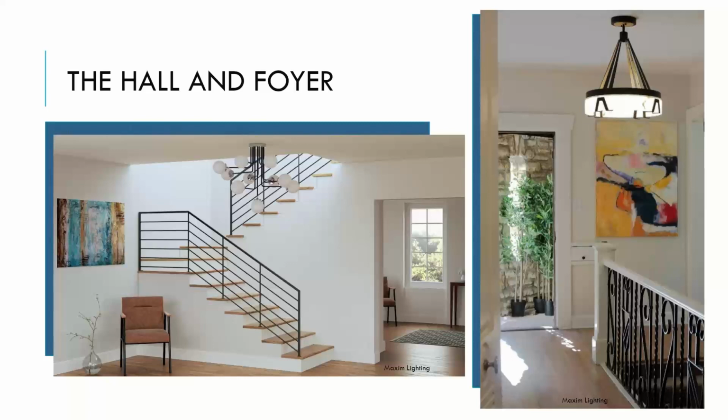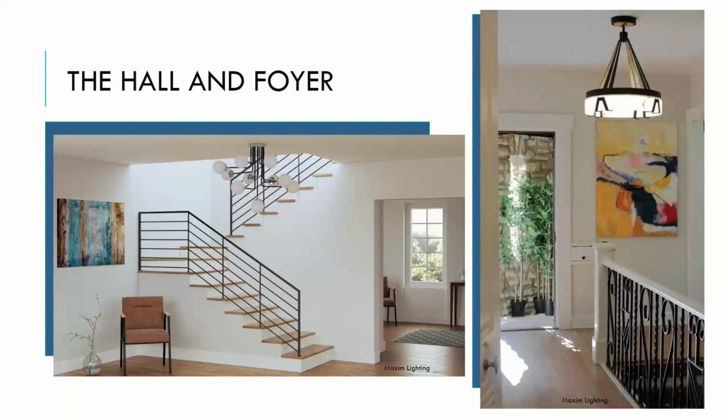Okay, the hall and foyer spaces. So these are passing spaces. These are great to accent features, little niches, artwork. Ambient light would be used in here. Make sure you pay attention to where the recessed light would be placed if you're doing recessed light or decorative ceiling fixtures. Accent lighting, sconces.